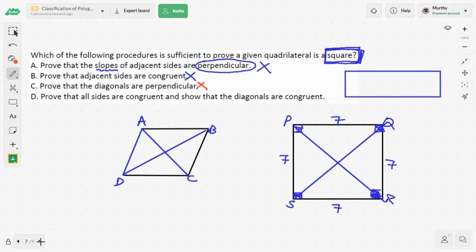Prove that all the sides are congruent. If all four sides are congruent, it could be a square or it could be a rhombus. And also show that the diagonals are congruent. You see that all the four sides are equal means it could be a rhombus, it could be a square. But diagonals are congruent means it must be a square, because in a rhombus the diagonals are not congruent. Questions on this?